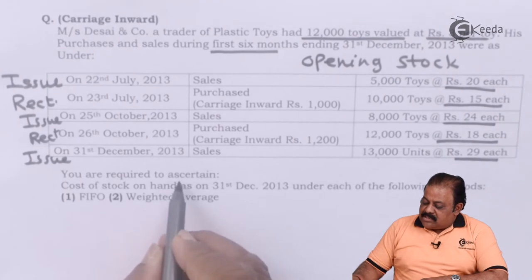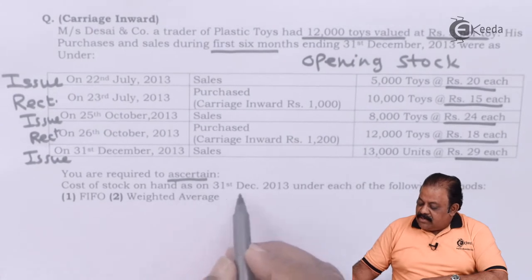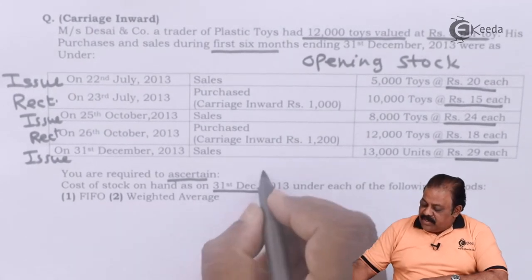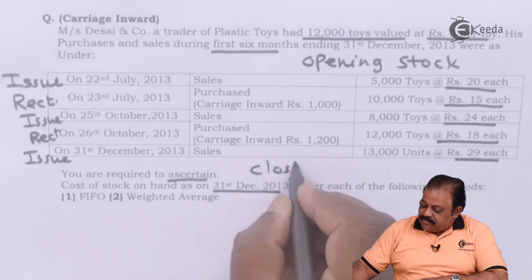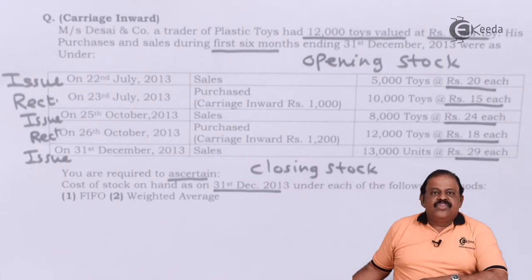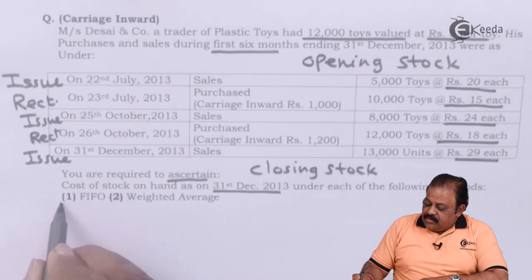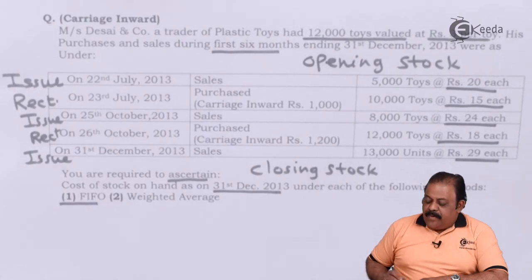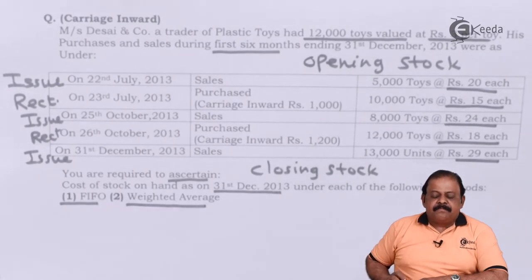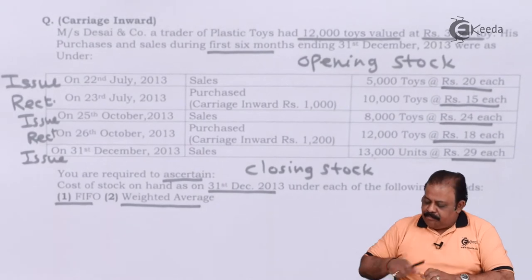You are required to ascertain the cost of stock on hand on 31st of December 2013. That means we are required to calculate the value of closing stock under each of the following methods. One, FIFO method, and second is weighted average method. First, we'll be solving as per FIFO method.